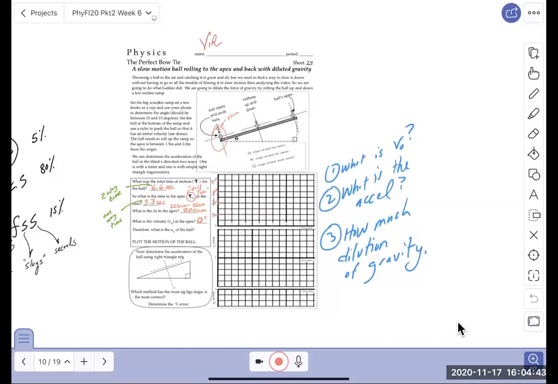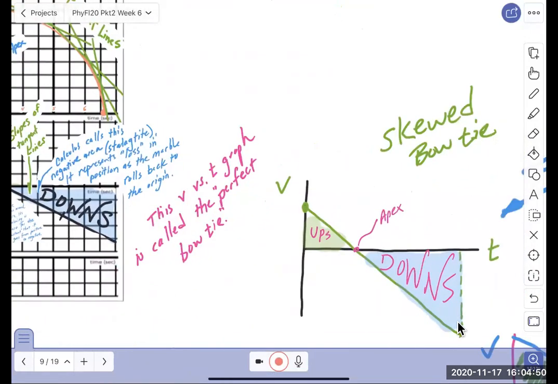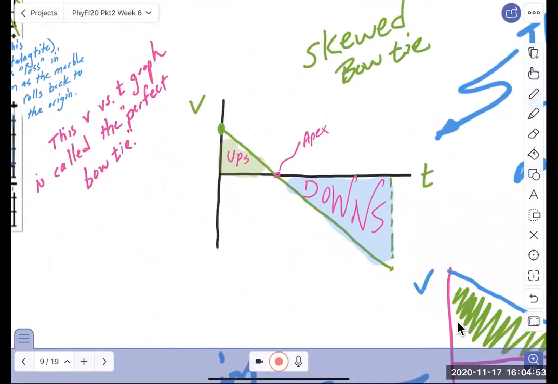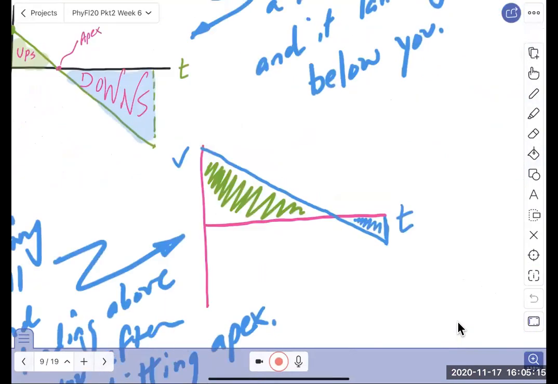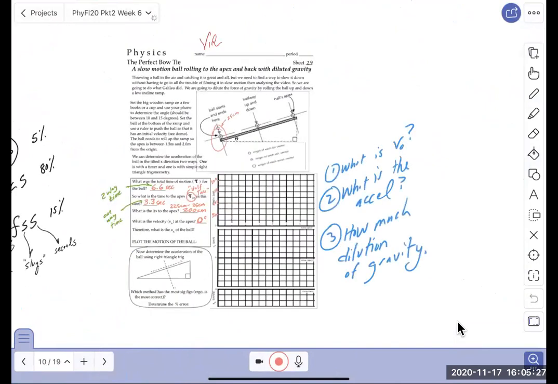My point being that this graph shows up a lot, as does this graph. This is considered a negative skewed bow tie. If I am throwing something up and it lands below me, there is an extra part to this. If I just straight up drop it, then this part just isn't there. There's seven situations. I'm getting ahead of myself. And then if I throw it up and it's caught, say I throw the volleyball on the west lawn up and it gets caught in the sycamore trees on the way back down, after reaching its apex, that would be this situation. So we talked about that in class.